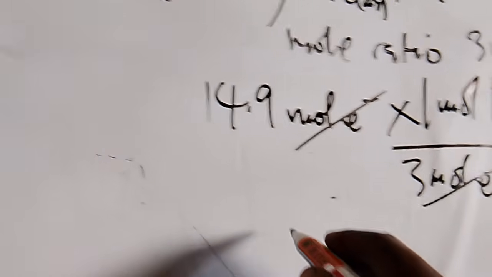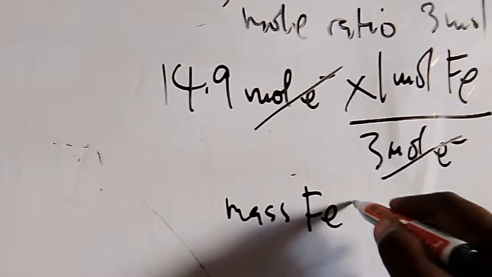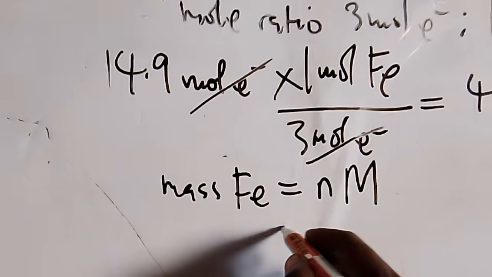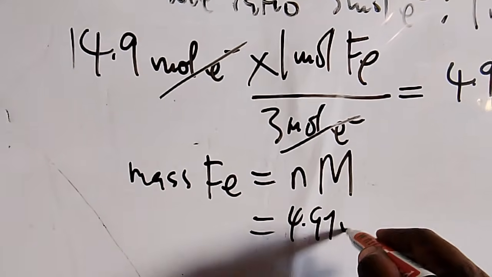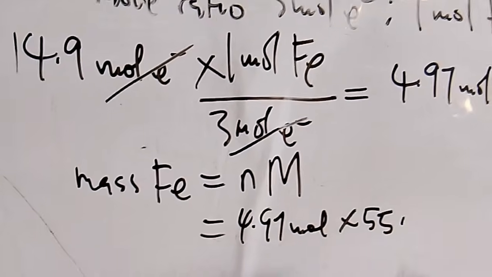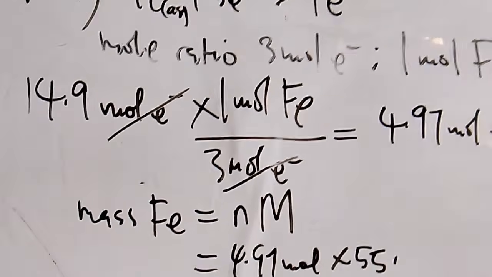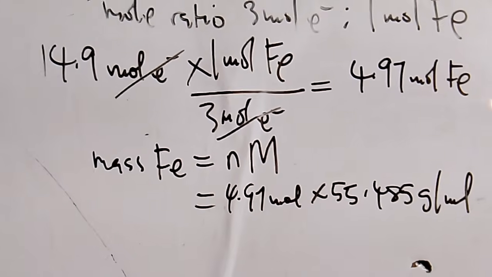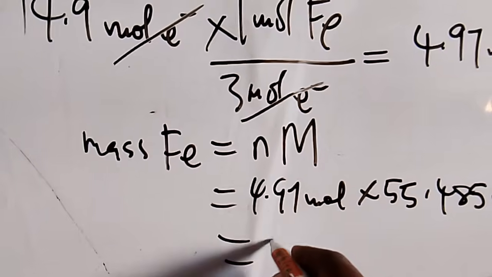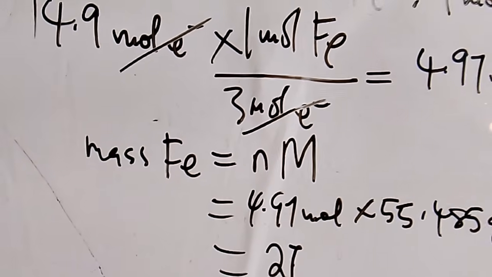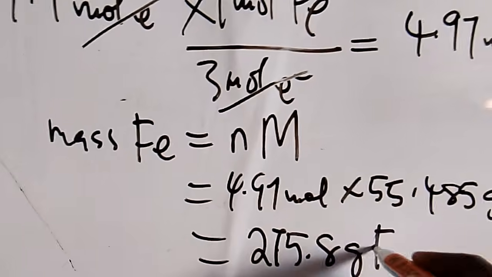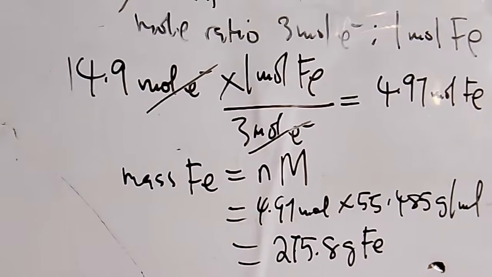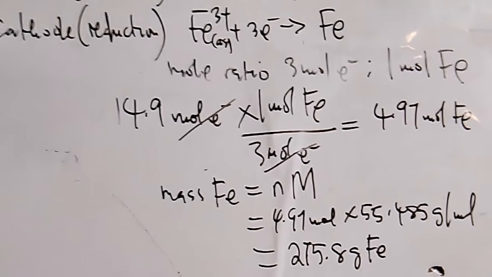Mass of ion will equal moles times molar mass. The moles that we have is 4.97 moles. The molar mass of iron is 55.485 grams per mole. Then you multiply, and you get 275.8 grams of iron. So this is the mass that is deposited at the cathode.